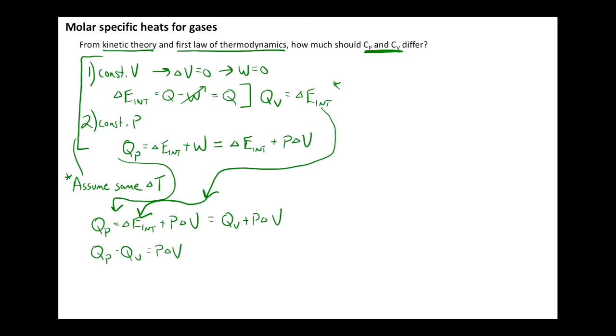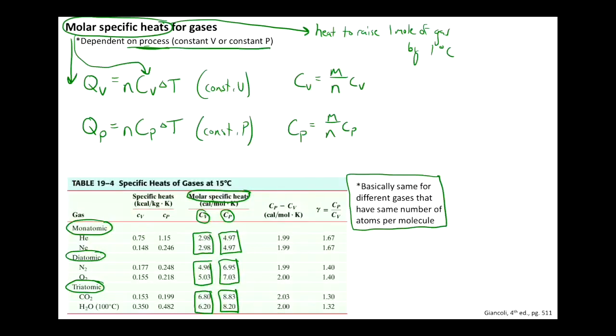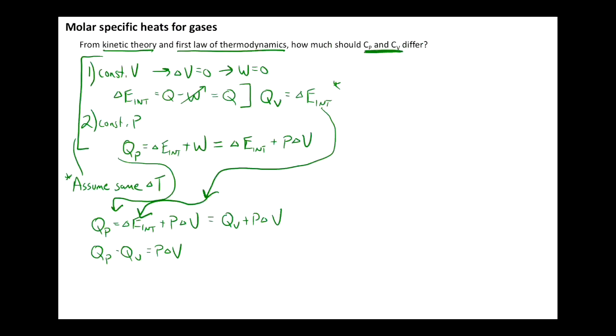So now we're starting to get where we're trying to. The QP minus QV is the difference in the amount of heat required in these two processes for a certain volume change. We're trying to go from there to the difference between the molar specific heat. So once I have this and the two equations from the previous slide, we should be able to get there at this point. So let's see.